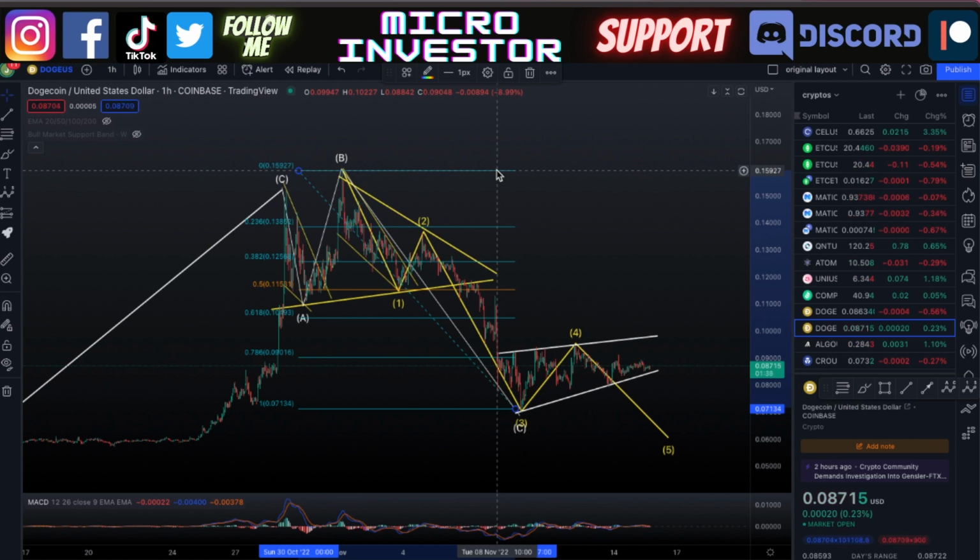But anyways, that's the current update with Dogecoin. I'd like to hear your guys' thoughts and opinions about this. Do you think it's coming down for one more leg down, or do you think that that was it, that there's going to be upwards price movements to come? I'd like to know.